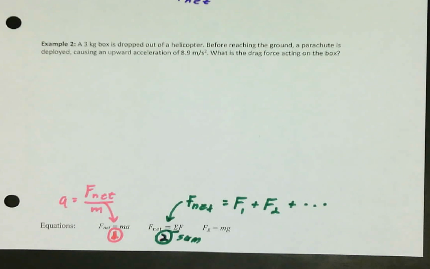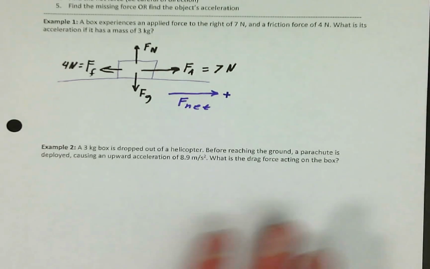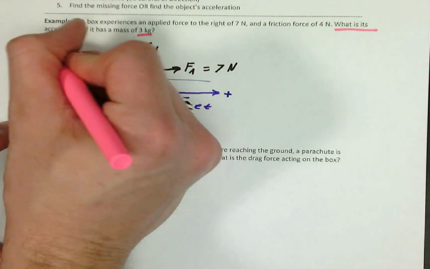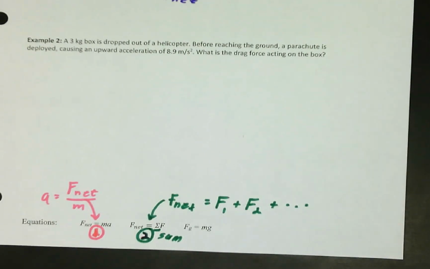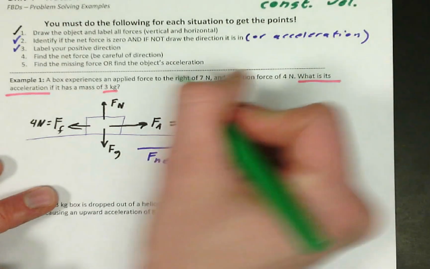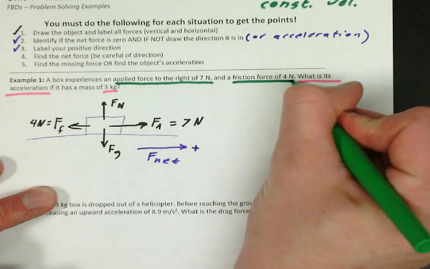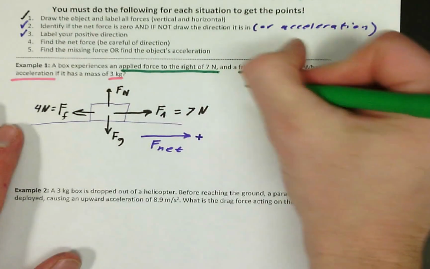So you have to decide for each problem which way you want to do it. When I'm looking at this problem here, I'm saying, okay, I know the mass. Do I know the acceleration? No. It says, what is the acceleration? So I can't do F net equals ma. Do I know the forces? I have an applied force to the right of 7 and a friction to the left of 4. I do know the forces, so I can add the forces up. So that's the equation I'm going to use.